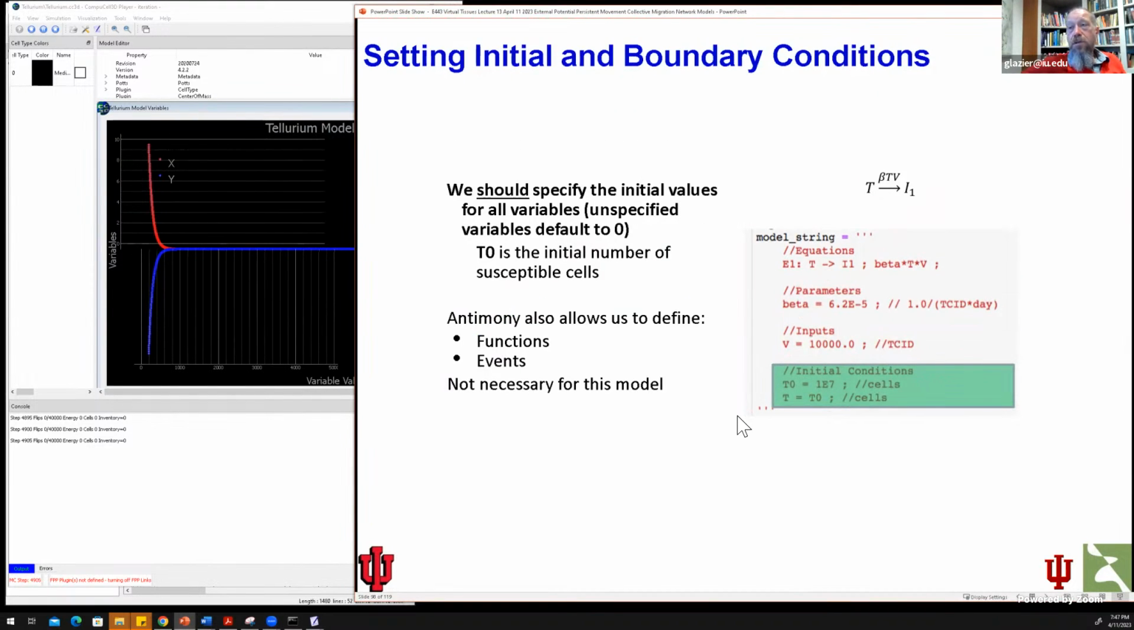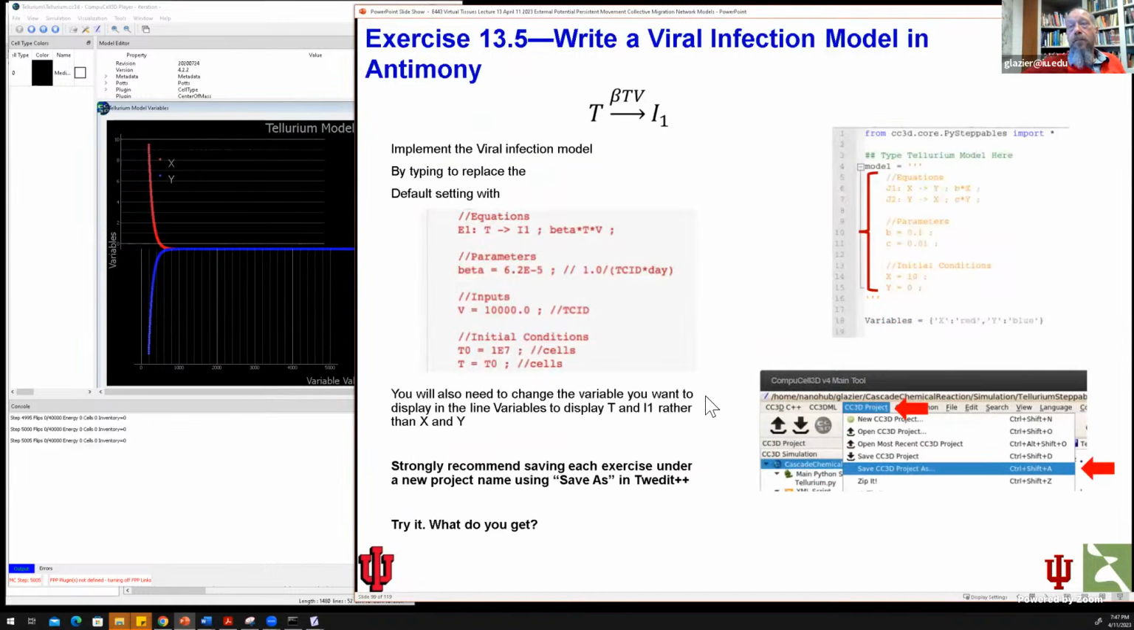For initial values of variables, I can assume a default of 0, but that's a dangerous thing to do. So you should always specify the initial values of your variables. But Antimony will not generate an error if you fail to do that. And that's it. That's all you have to do in Antimony.